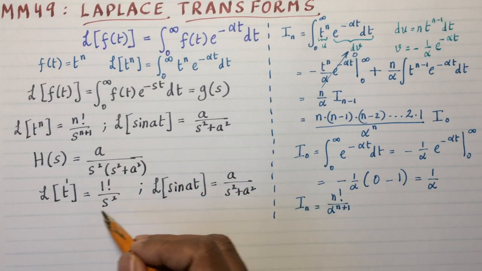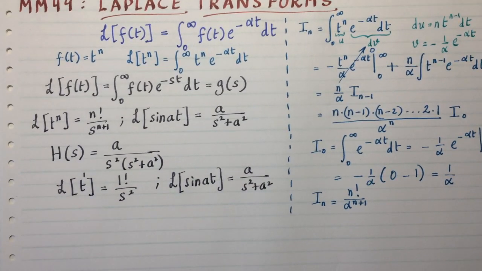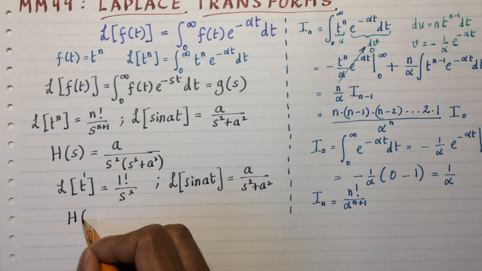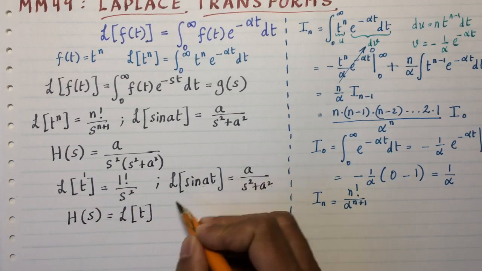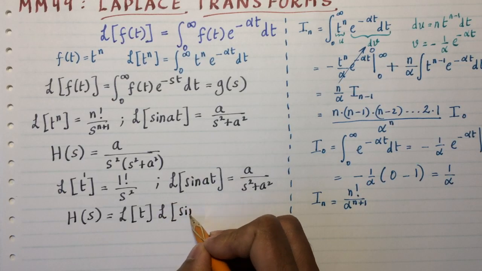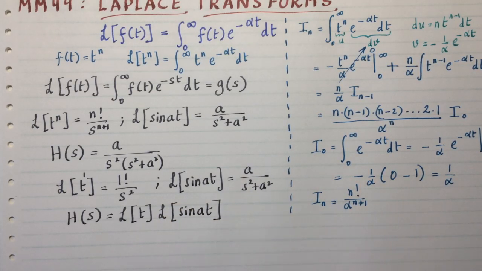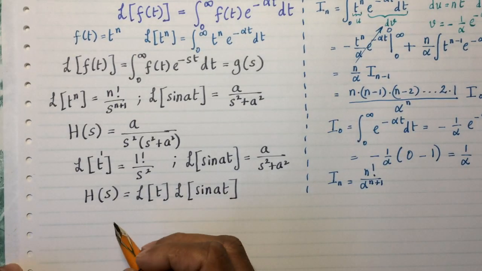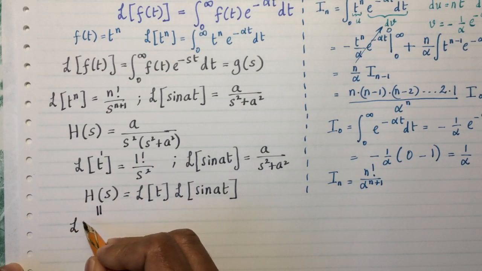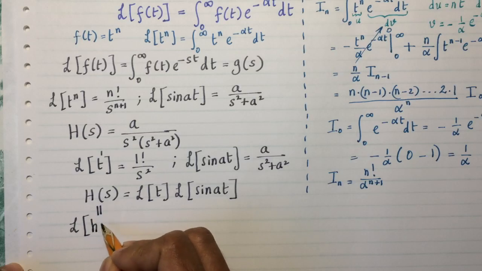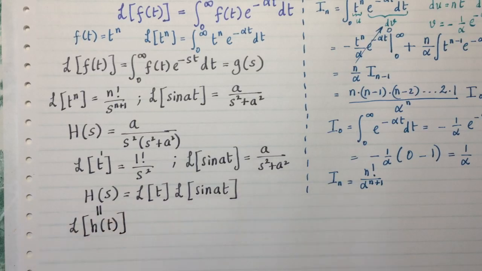But these are products of two Laplace transforms. In other words, H(s) is the product of the Laplace transform of t times the Laplace transform of sine at. If I want to find a single function of which this is the Laplace transform, then I would have to say, let this be the Laplace transform of some mystery function h(t), which we still have to find.